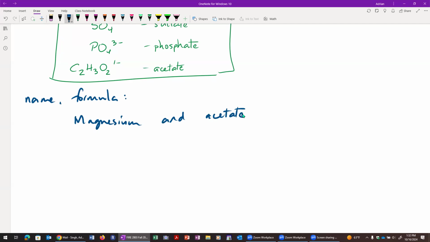Okay, so magnesium, we know it's one of the monoatomic ions. It's Mg. It's in group 2. It's a metal, so it's 2+. And then acetate, now you need to know what acetate is. So it's C2H3O2 with a 1- charge, right? So we have our ions, just like we did previously.